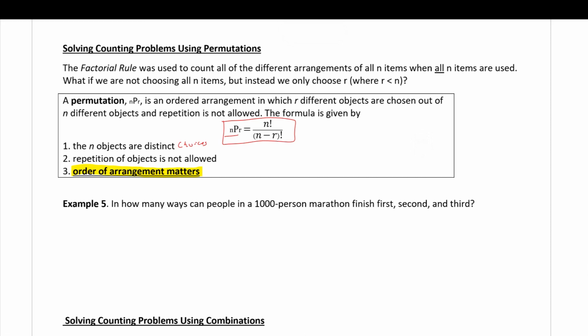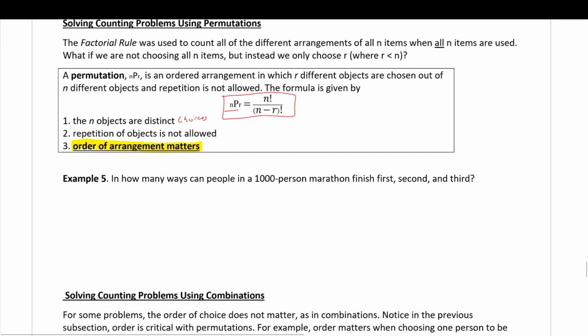All right. Example 5. In how many ways can people in a 1,000-person marathon finish first, second, and third? All right. So let's think about this. There's 1,000 people to choose from, right? And there are 3 essentially assignments: first, second, or third, right? You can think of these as decisions, really. Who to crown as first, as second, and as third. Okay, so let's go ahead and do that.